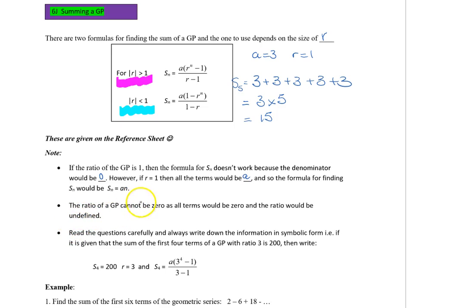The ratio of a GP cannot be 0, as all the terms would be 0 and the ratio would then be undefined. If we were thinking that this was our series, then we're trying to put, we know that r is T2 over T1. We're trying to do that any time we put a 0 in a denominator. Our concept is undefined, so the ratio is undefined. Hence, there is no such thing as a GP, or no such series or sequence as a GP with ratio 0.